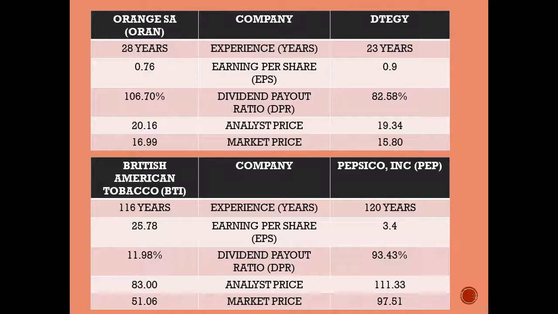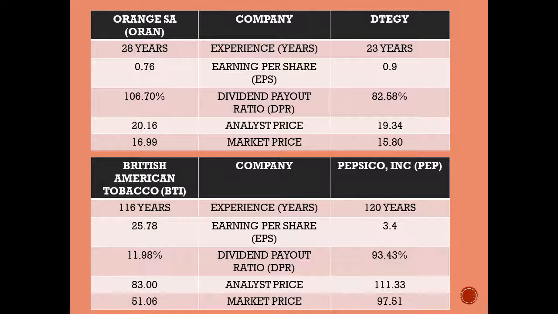Okay, for the next company, which is Orange versus Deutsche Telekom, which is DTAG. In terms of experience, these two companies do not differ so much, with Orange in the industry for 28 years, and DTAG in the industry for 23 years. But in terms of earnings per share, DTAG has the higher earnings per share compared to Orange at 0.9, but Orange is 0.26.